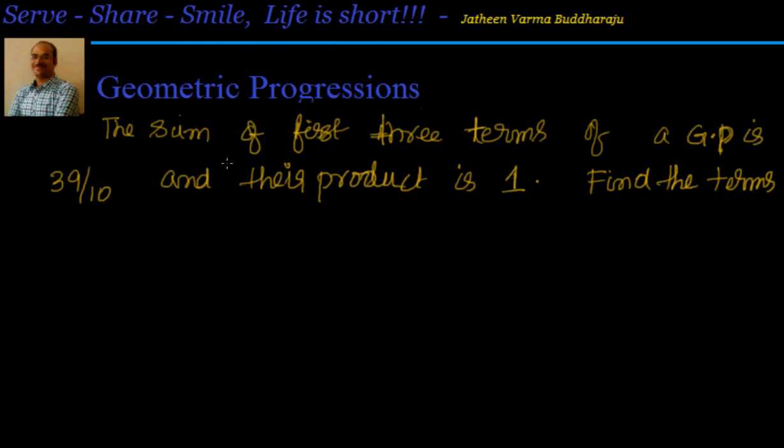Let's look at this problem. The sum of first three terms of a GP is 39 by 10 and their product is 1. Find the terms. Whenever you see three terms and their product is 1, always remember it will help you out if you take those three terms as a by r, a and ar. Why? Because when you multiply them, r will cancel out and you can directly find the value of a.